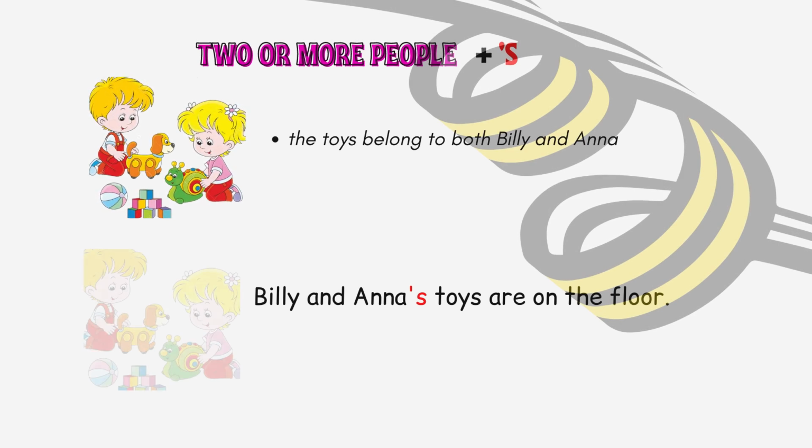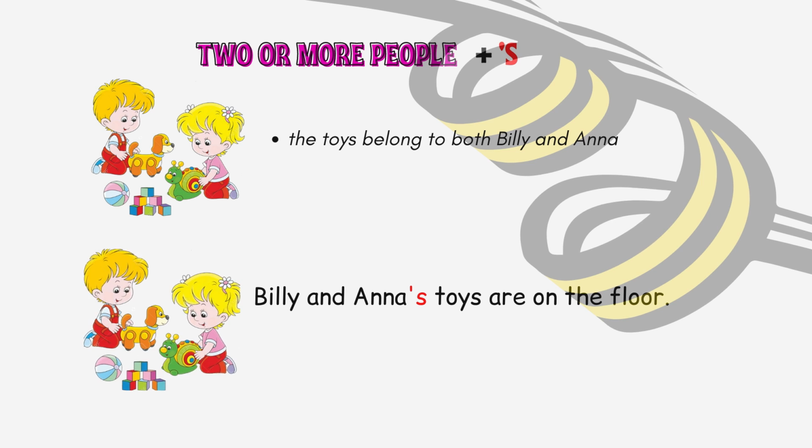Here is another example. There are two children, Billy and Anna. In this situation, the toys belong to both Billy and Anna. So, we add apostrophe S to the final name. Billy and Anna's toys are on the floor.